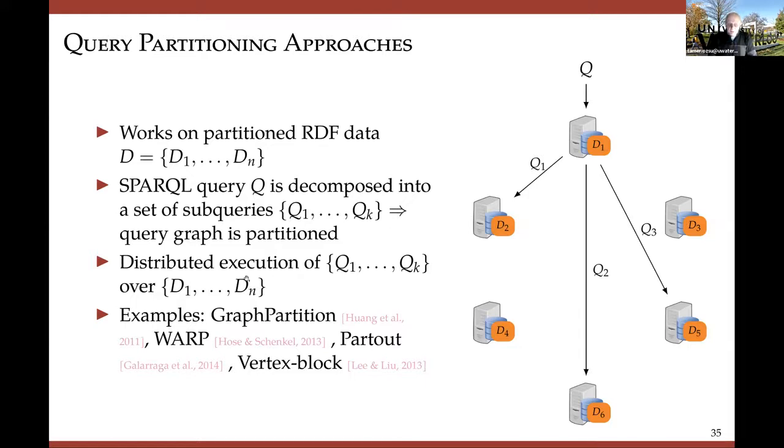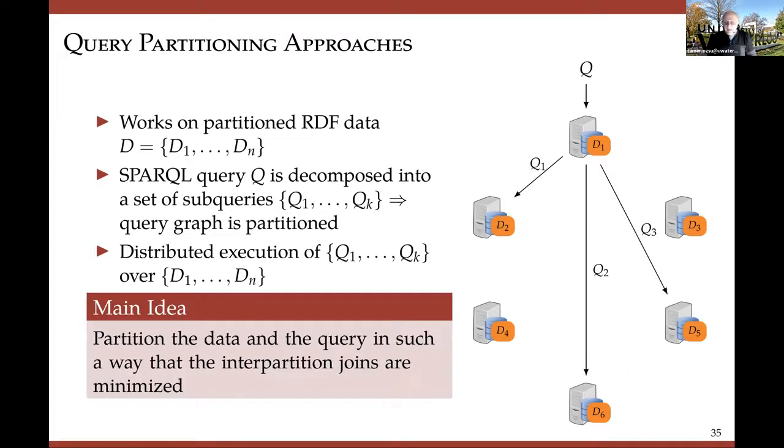So I try to avoid the joins of the partial results that are created by these subqueries. So the problem is really distributed execution of these queries over the partitioned data. And this is very analogous to distributed query processing and optimization in relational systems. There are a number of systems of this type. The main idea of these systems that you need to keep in mind is how do I partition the data and the query in such a way that the interpartition joins are minimized.